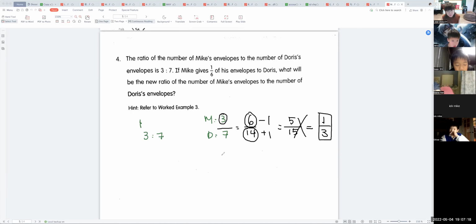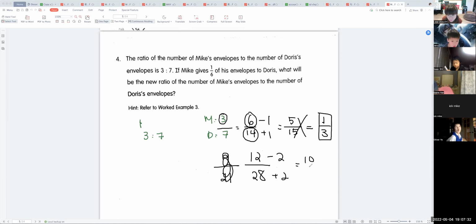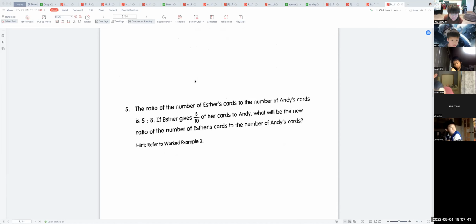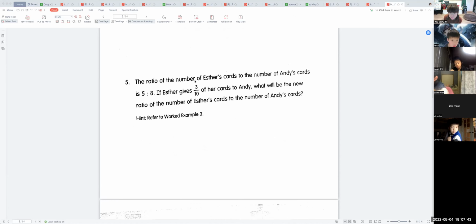Okay, you can always make it bigger. So for instance, you can get 9/21. But the thing is, when it's 9, it's not divisible by 6. I'm going to make it 12/28. So -2 plus 2 will be 10/30, still 1/3, right? But we don't necessarily need to make it bigger, because the bigger the number, the easier we make mistakes. Okay, so number 5, same question. I hope this time everybody can get it right.